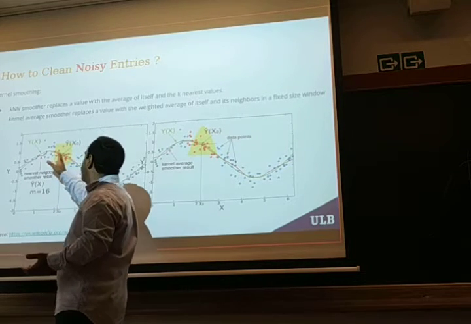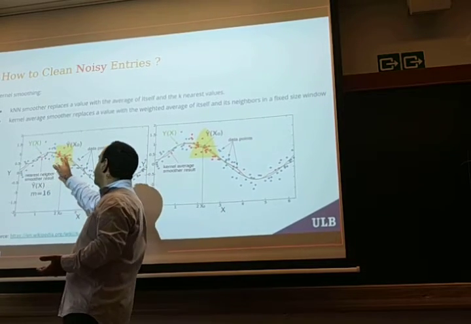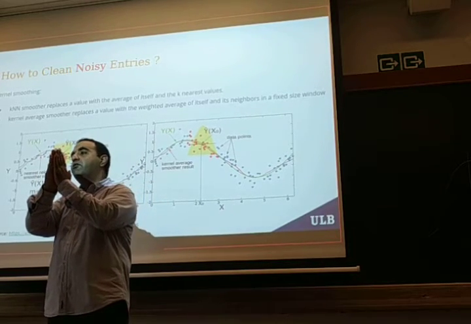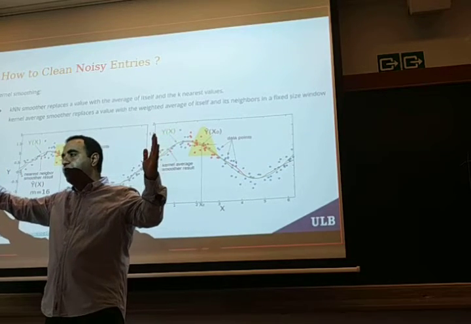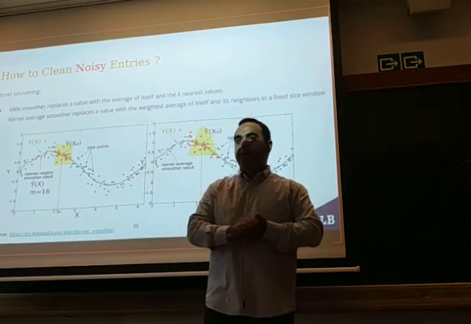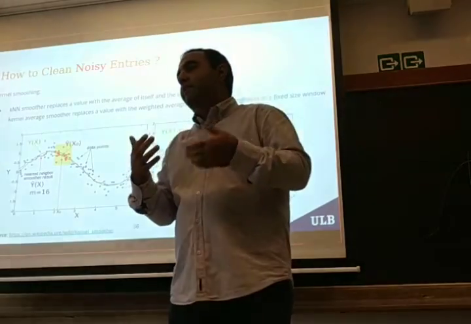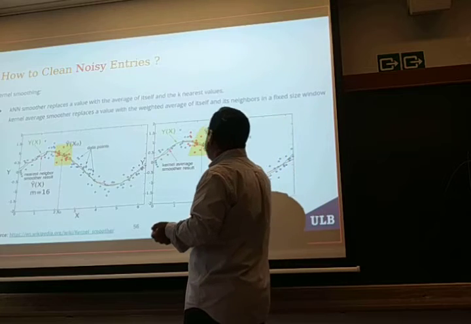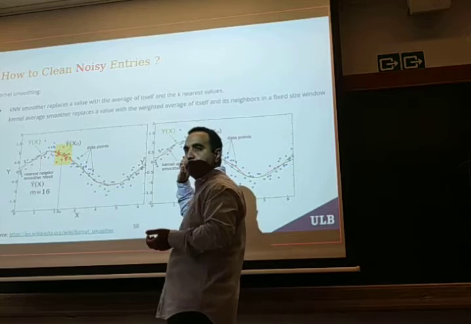It could be that all the k neighbors are to the right, or all the k are to the left. It could be that these k neighbors will happen in a very tight interval, or by chance they will happen in a very wide interval. So depending on your application, you will see, do you want to use KNN, or another alternative is kernel average smoother, where you have a fixed size window.